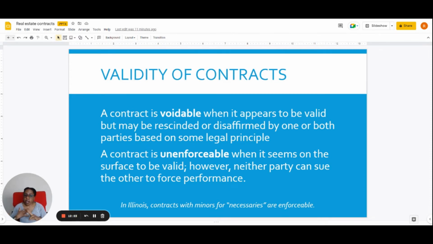Third is if you're intoxicated. A person who is intoxicated when they enter into a contract, it's a voidable contract. And then fourth is someone experiencing a mental illness. So while they are in that state, right, and they enter into a contract, it is voidable. So it's a voidable contract.